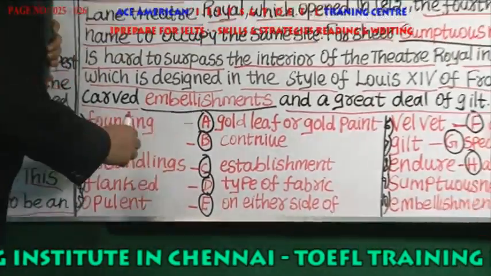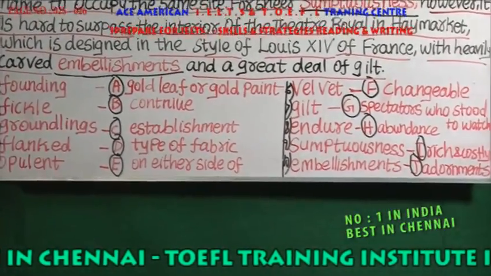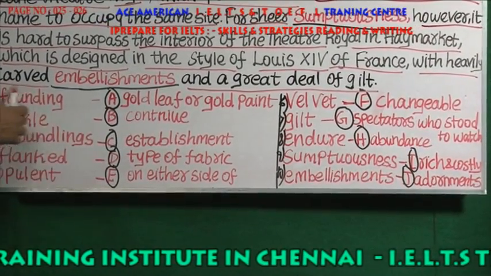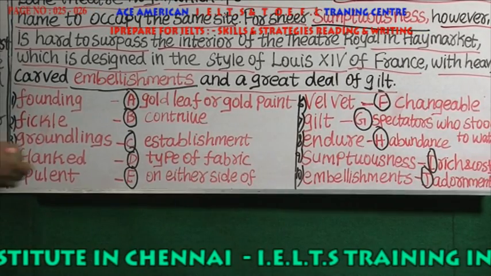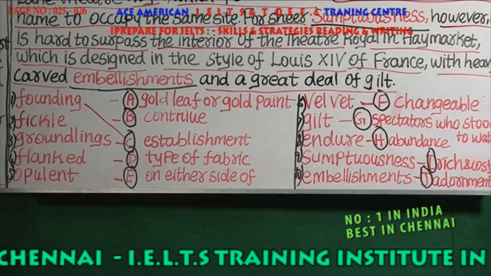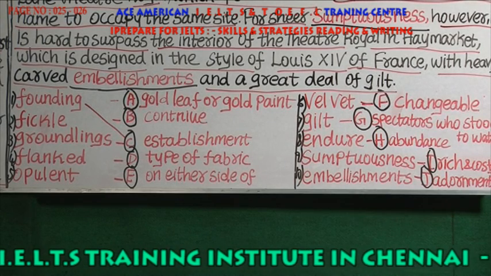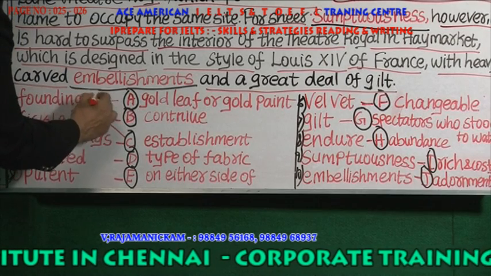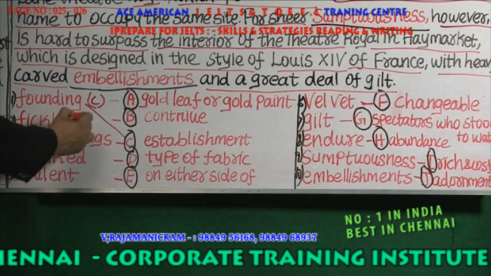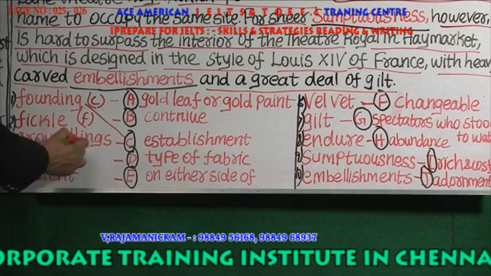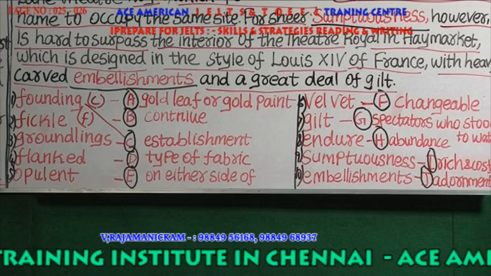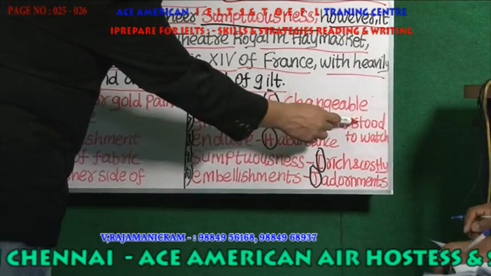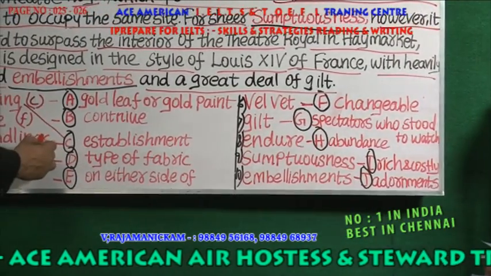So what is the correct word you choose for founding? Founding, establishment. Where is establishment? C. For 1, C is the correct answer. Okay, sir. For fickle, changeable. So for fickle it is F. F is the correct answer. For groundling, groundlings are spectators who stood to watch. So G is the correct answer.